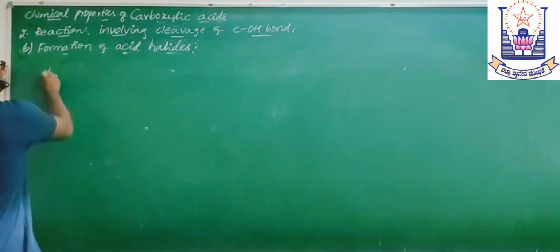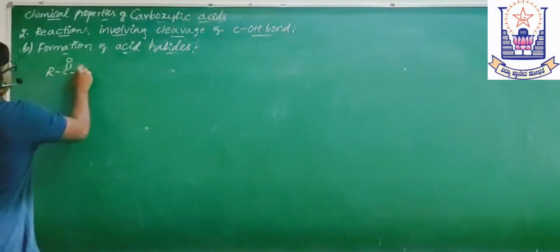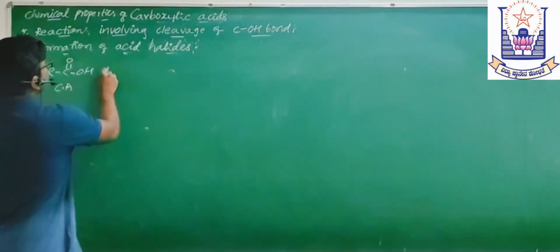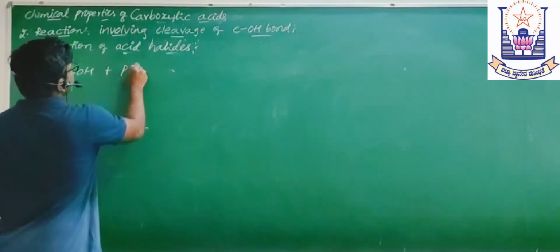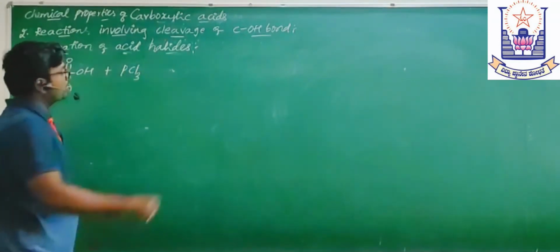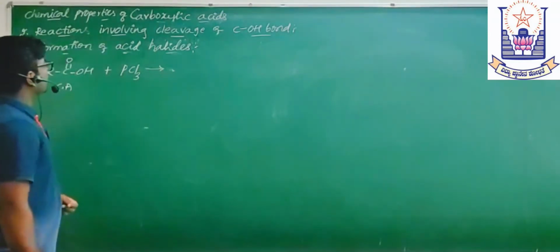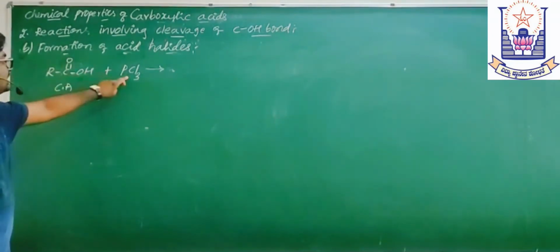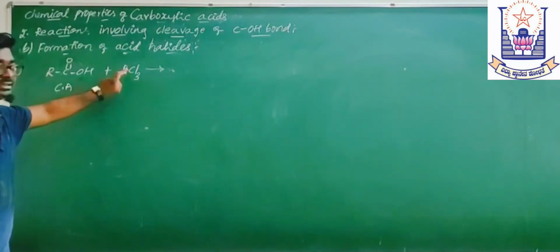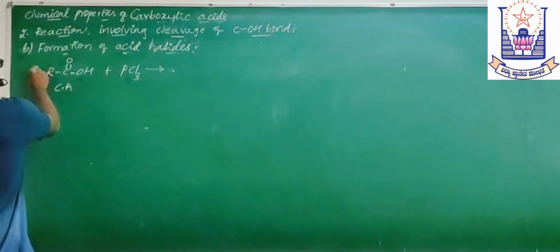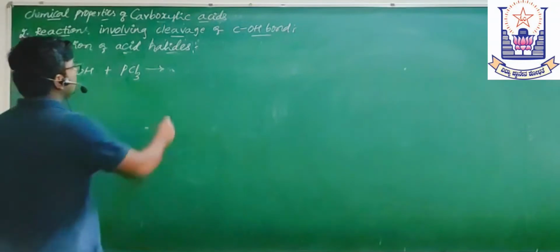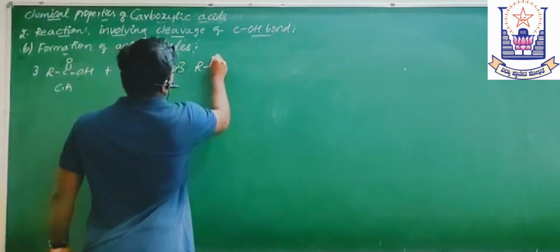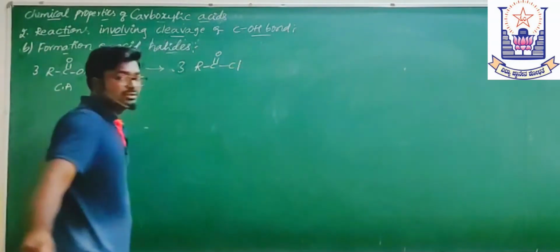For example, take the carboxylic acid and treat this with phosphorus trichloride. You can see the replacement of this OH by Cl. How many Cl are there? There are 3 Cl. So take 3 moles of carboxylic acid. Now you can get 3 moles of acid chloride.